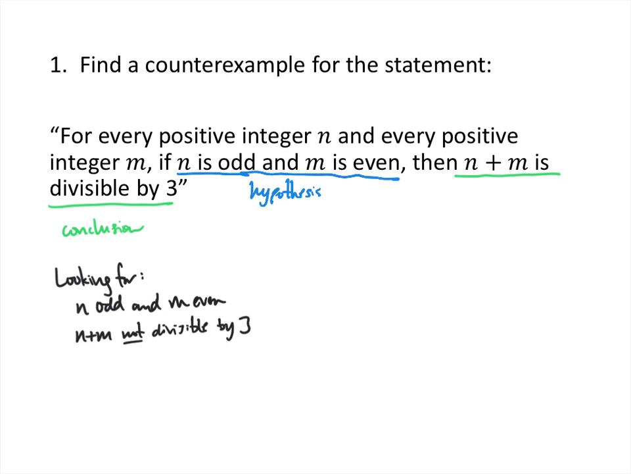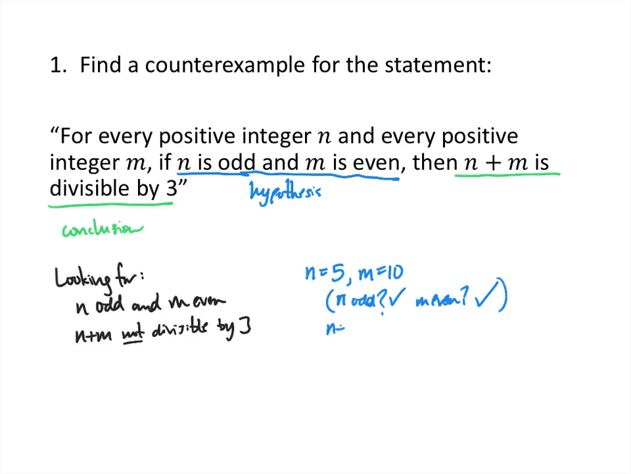So we need an odd number for n and an even number for m. So how about n equals 5 and m equals 10? And again, if we check here, is n odd? Yes. Is m even? Yes. So that means the hypothesis is true. So now we'll check the conclusion.